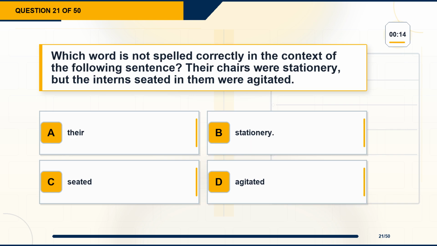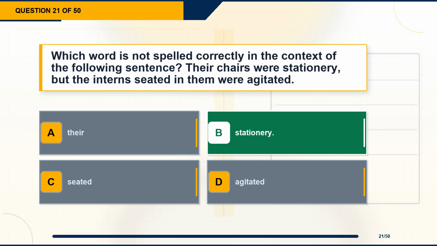Question 21. Which word is not spelled correctly in the context of the following sentence? Their chairs were stationary, but the interns seated in them were agitated. Option A, there. Option B, stationary. Option C, seated. Option D, agitated.